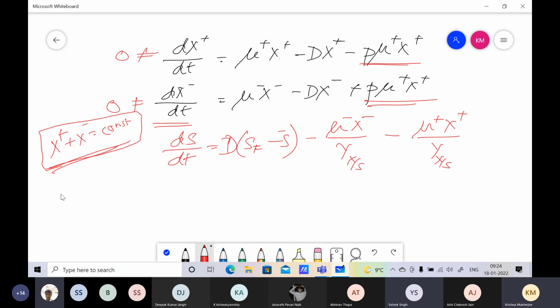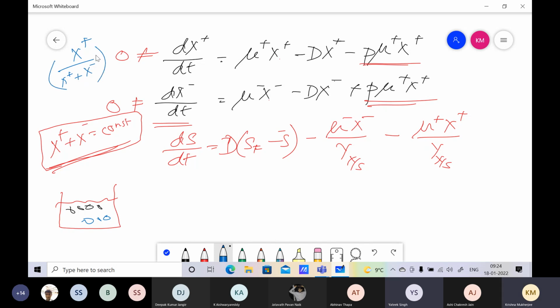So the total cell density will not change, but there will be positive cells and negative cells, and slowly the positive cells are getting converted to negative cells. But the total population is not changing. So the proportion, that is to say X+ upon X+ plus X-, this is what is falling. The percentage recombinants is falling and the percentage non-recombinants is increasing.